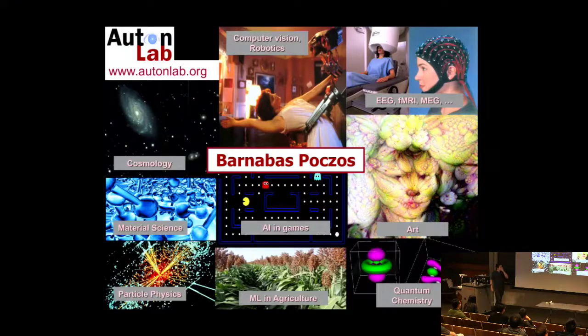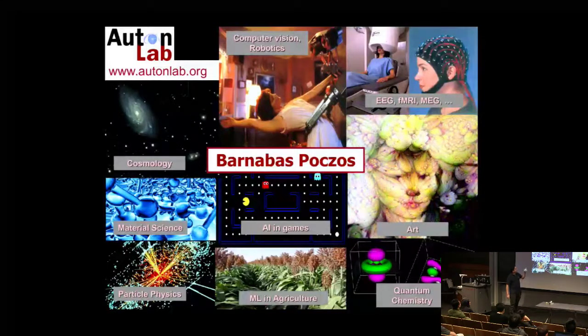All right, and here are some applications that I'm working on. So I'm working on cosmology problems and astrophysics problems, material science, high energy physics and particle physics, computer vision and neuroscience problems. I'm also interested in how to use these algorithms in games, how to use machine learning in agricultural problems, quantum chemistry, and recently we started to use machine learning algorithms for art as well, to create art projects with machine learning algorithms.